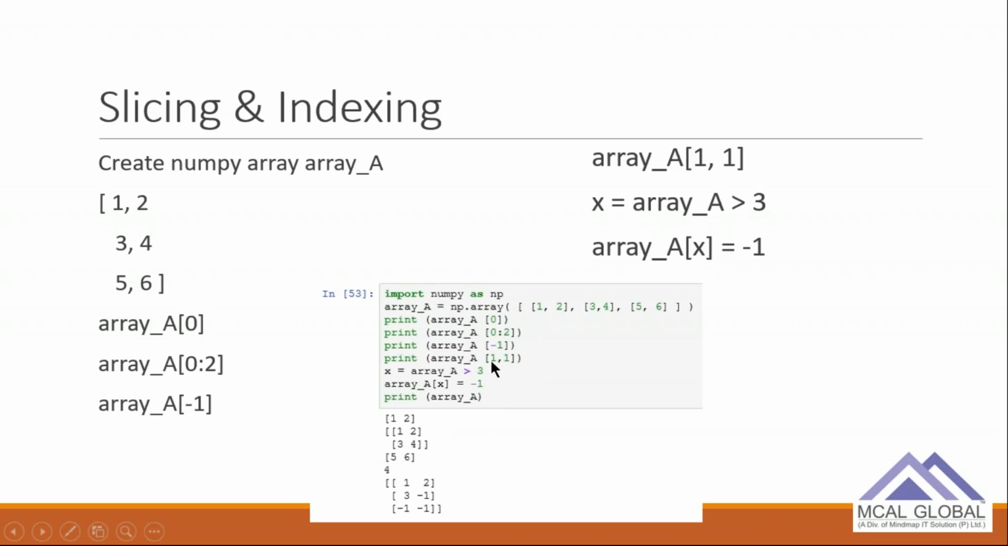And then if you want to access the second element of the row and the second element of the column, you'll get 4. Second row and second column is 4 here. And then you want to take those positions where the array is greater than 3 and replace them with -1. So 4 is greater than 3, 5 is greater than 3, 6 is greater than 3, and hence we have -1. Any questions here?